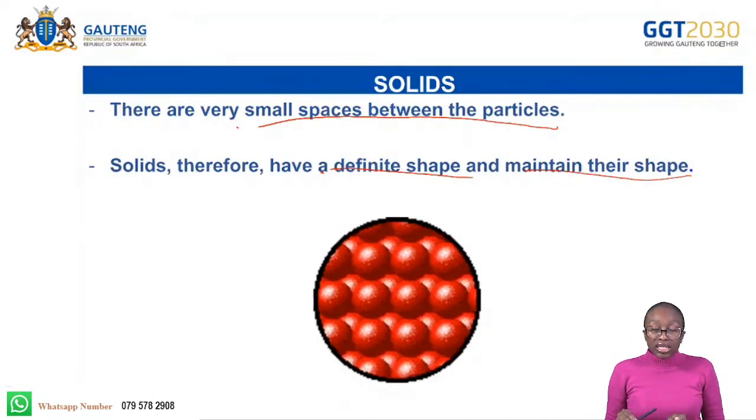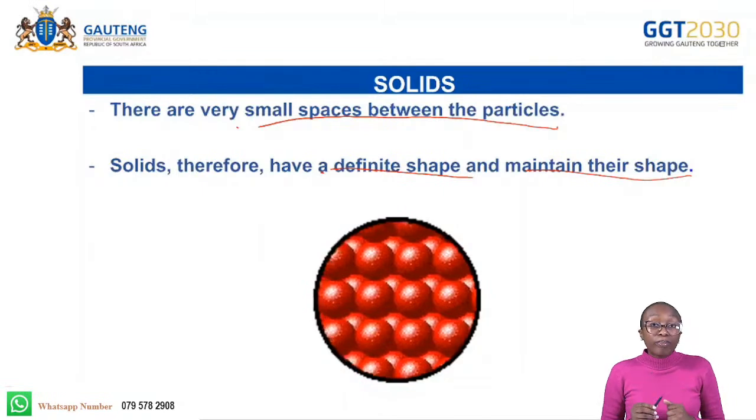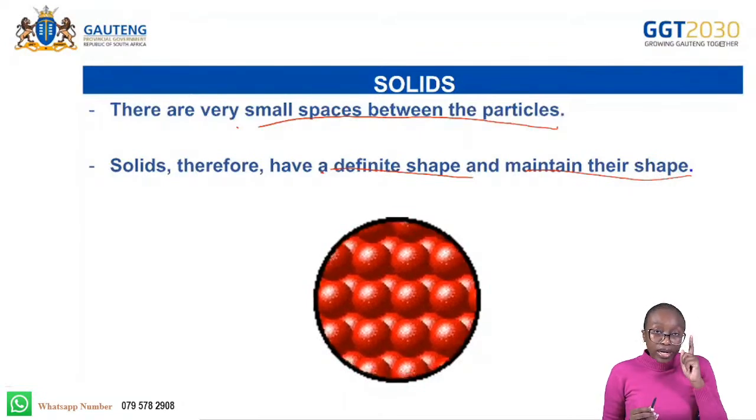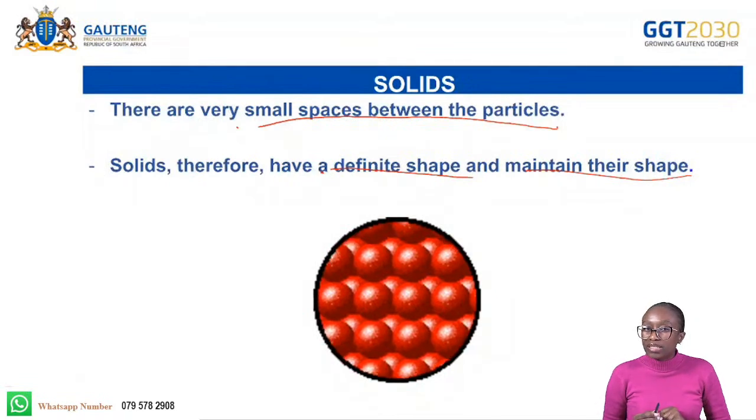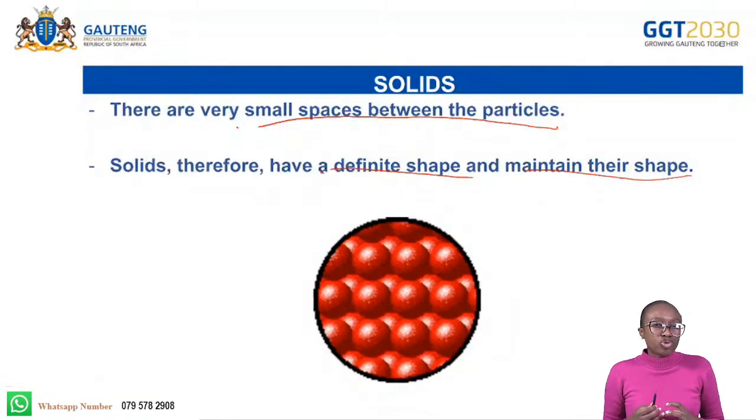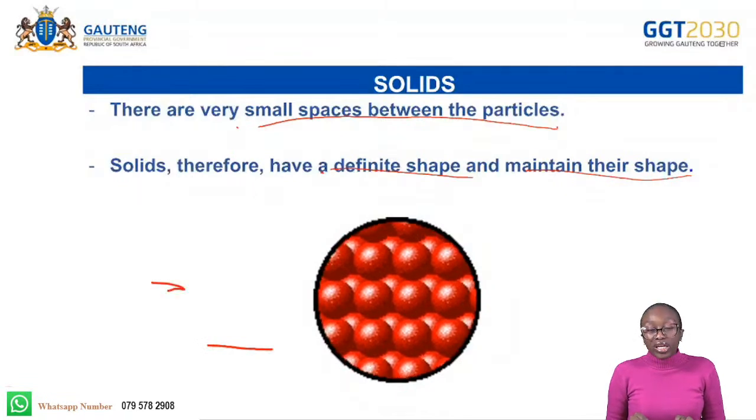So here is a little short video just to show you particles within a solid. They are just vibrating in one fixed position. They are not moving from one position to another. They are very close to each other, such that the spaces are very, very small. Remember, there's absolutely nothing in those spaces between the particles. And the forces of attraction between particle 1 and particle 2 is very, very strong, so it keeps the particles very close to each other.